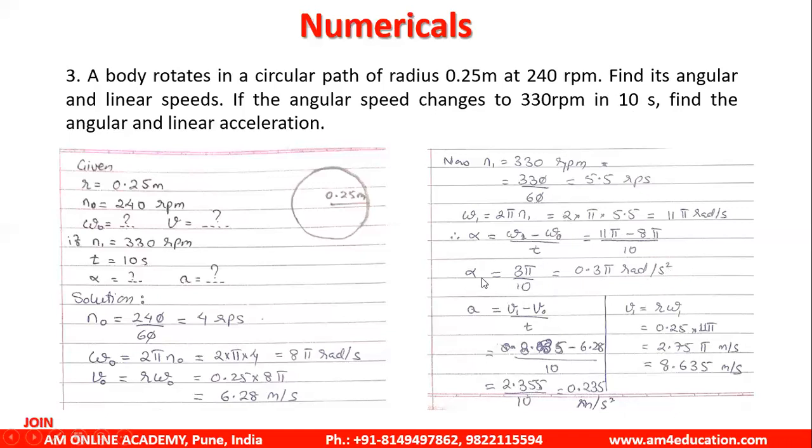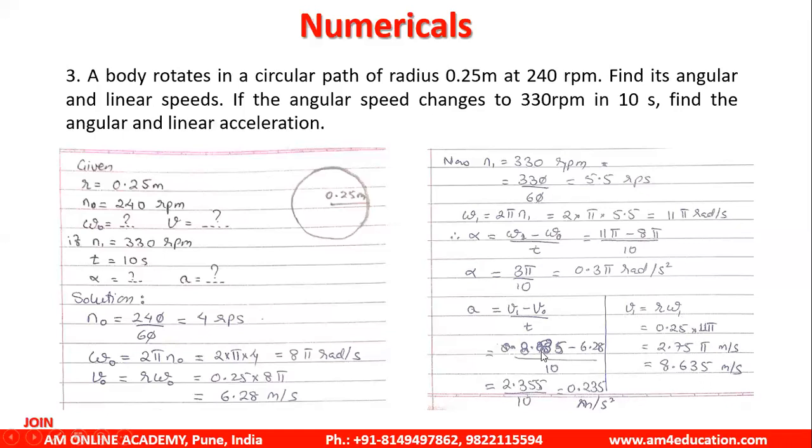This is the angular acceleration. Now let us see what is linear acceleration. Linear acceleration, again we'll use the same formula, final velocity minus initial velocity upon time. So we have already calculated initial velocity. Let us see what is final velocity. So final velocity we have calculated here. V is equal to R omega, V1 is equal to R omega 1. So on substituting all these values, we got V1 equals 8.635 meter per second. So this value we have substituted here.